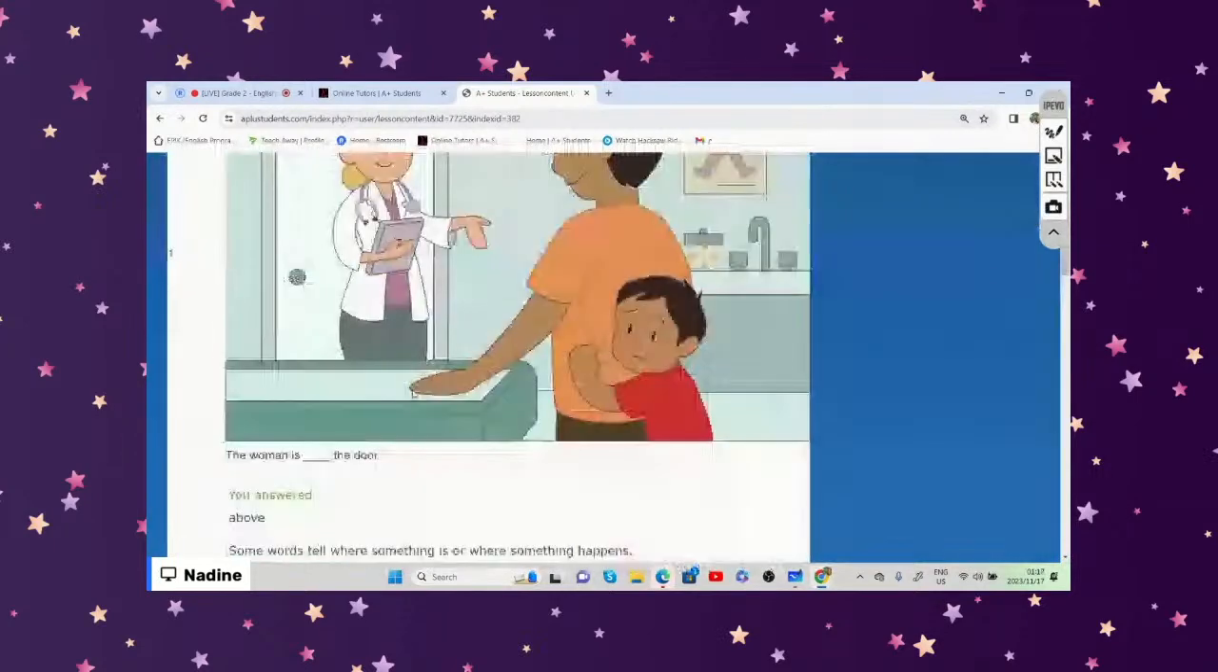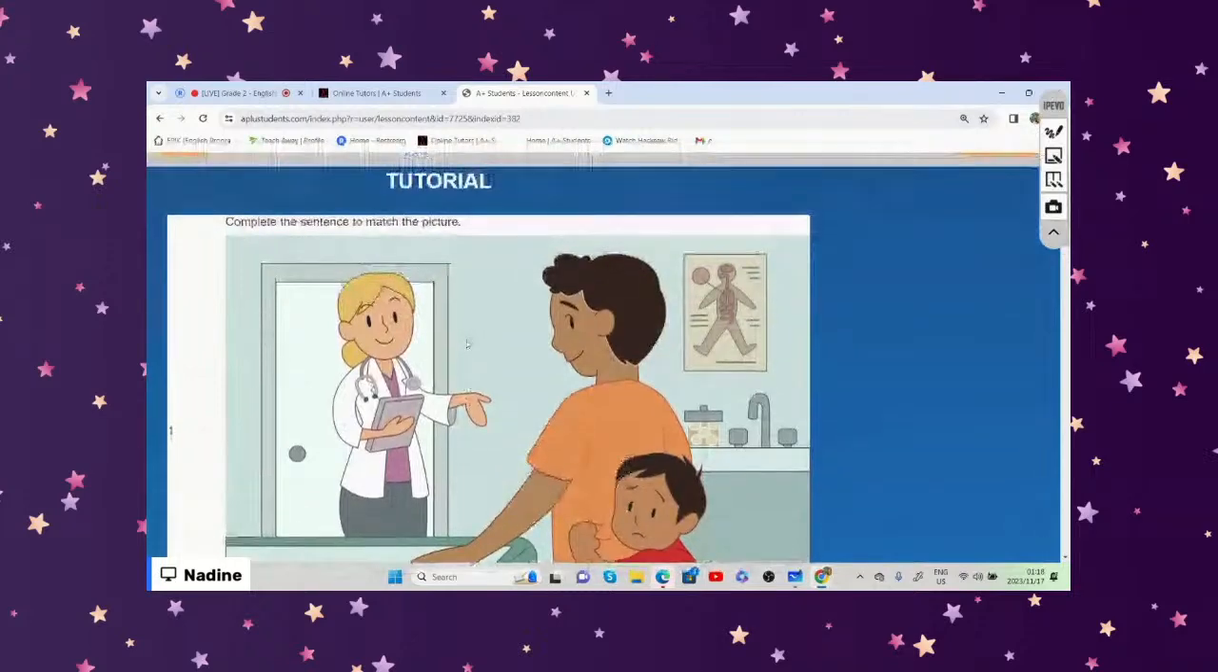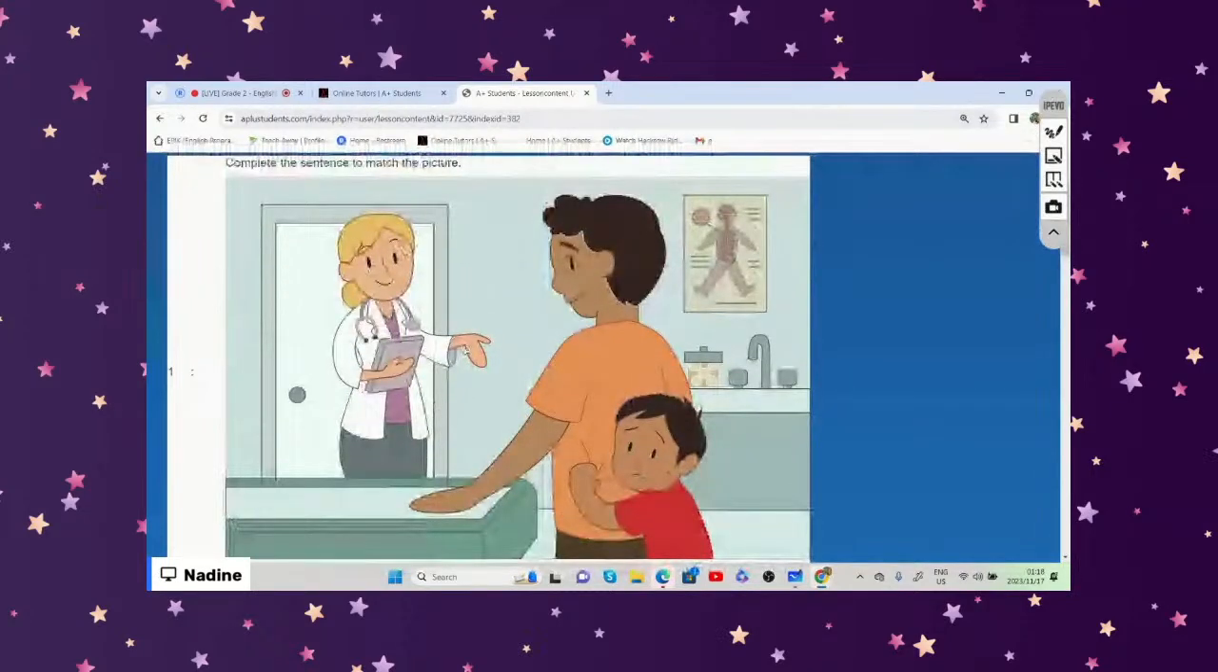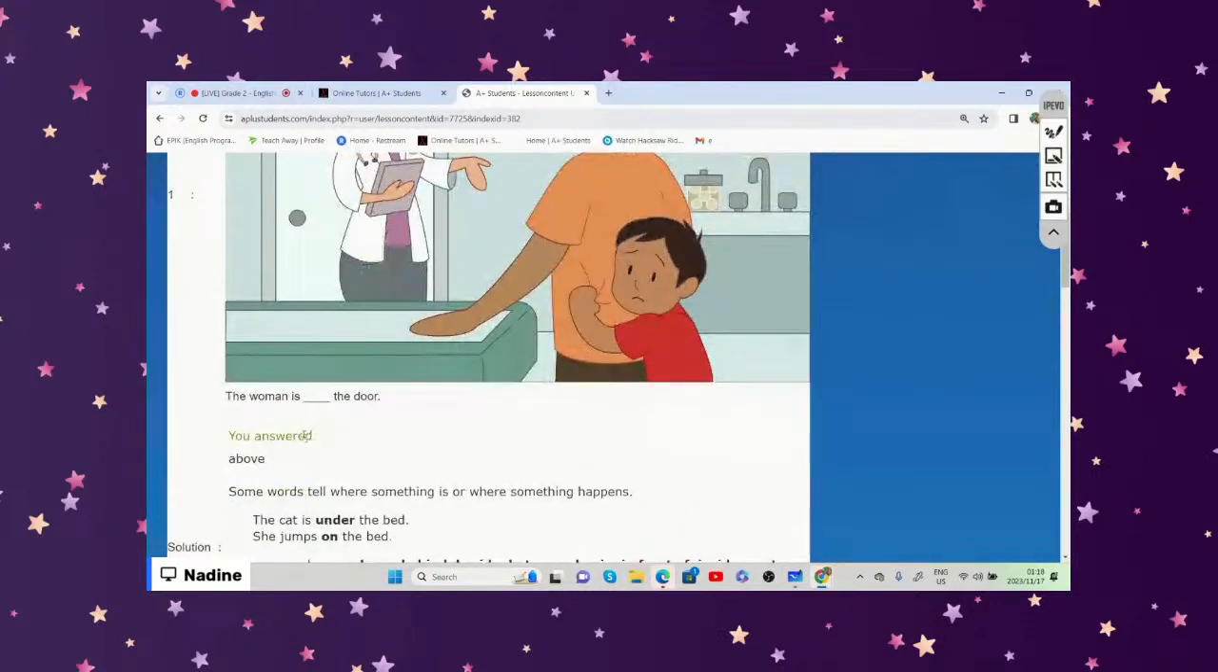So we need to say where the woman or the woman doctor is, right? If you look at the picture, we see where the woman doctor is. So where is the doctor or the woman? The question is, the woman is in the door. Is she in front of the door, under the door, by the door?